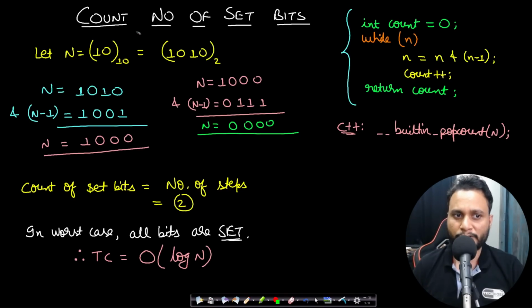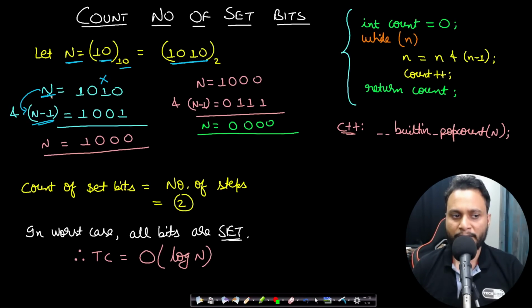Before looking at the solution, we need to learn about the optimal way to count the number of set bits. So in this case, if the given number is, let's say, 10 in decimal, then in binary it will be 1010. In order to find the number of set bits, we need to use the technique of ANDing n with n minus 1. When you AND n with n minus 1, then effectively you are removing the least significant set bit. Okay, so let's do this.